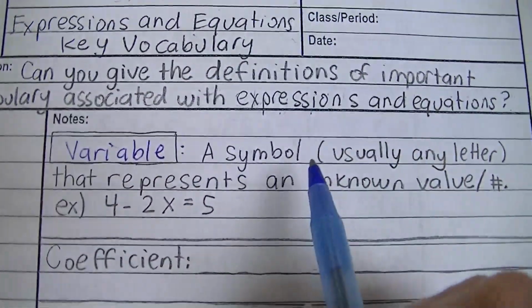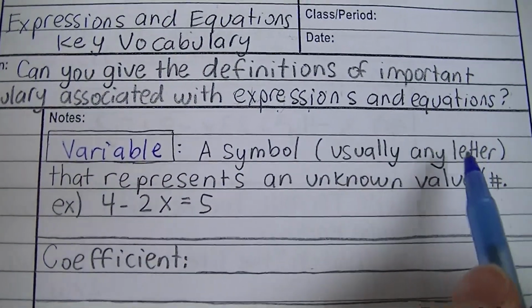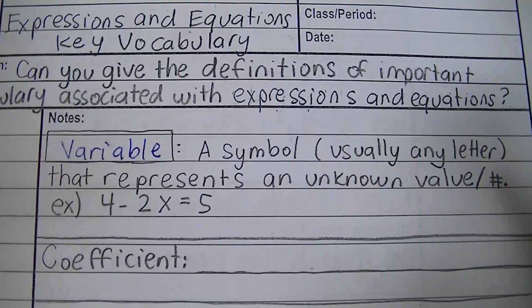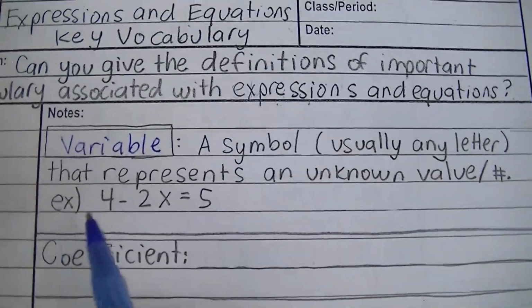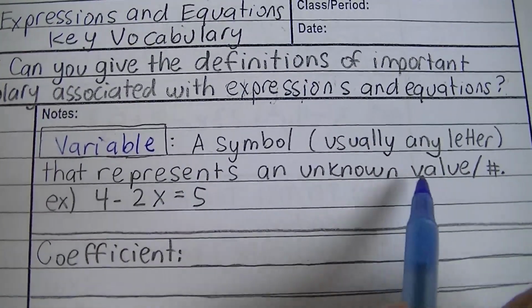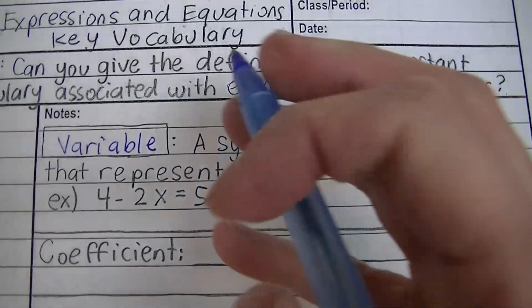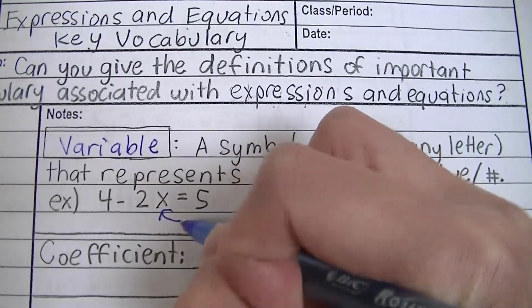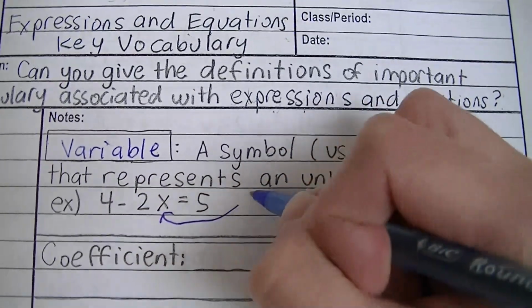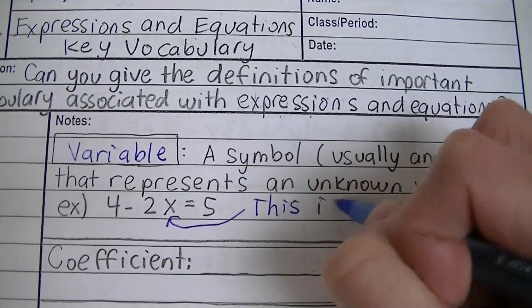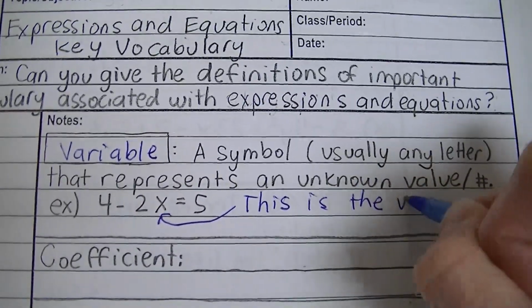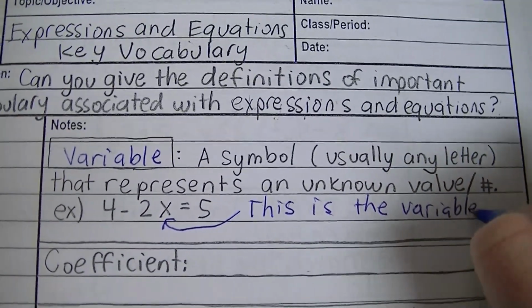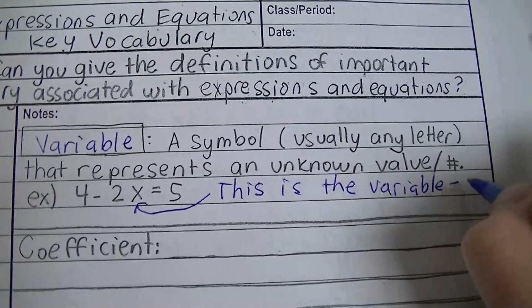A variable is a symbol, usually any letter, but typically in algebra they use the letter X. It's a symbol that represents an unknown value or number. So right there, that's the variable. It represents an unknown number.